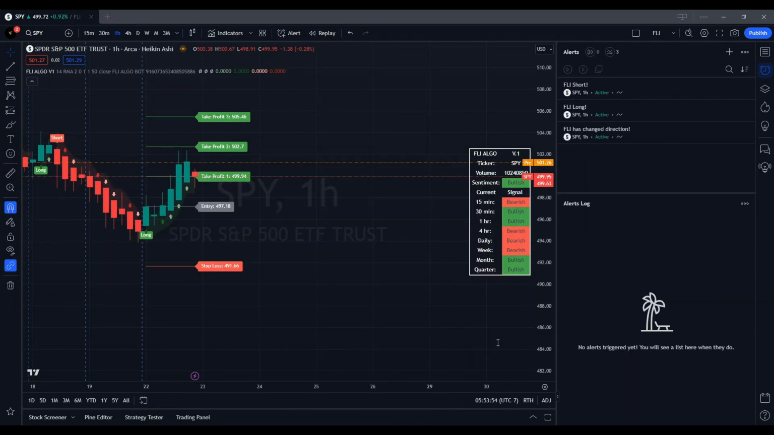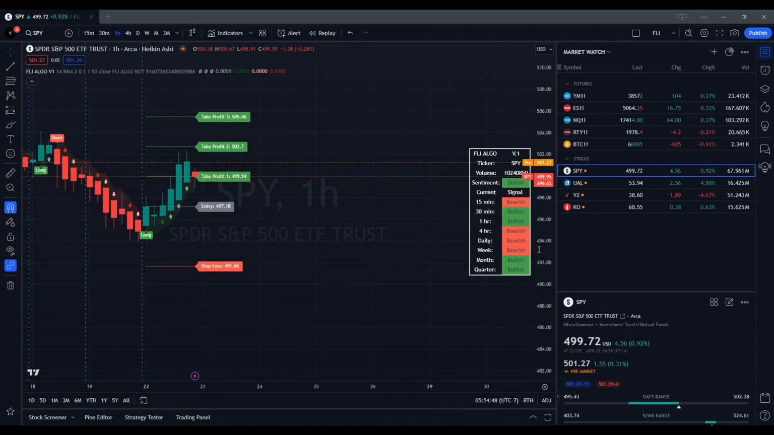Now that you've added FLI Algo to your chart, let's talk about how to effectively use it to maximize your trading success. Our algorithm is crafted to capitalize on market trends in the average true range, to pinpoint trending moves within stocks. To achieve the best results in catching entries on these trending moves, it's essential to use Heikin Ashi candles. These candles help smooth out price action, making it easier to identify trends.